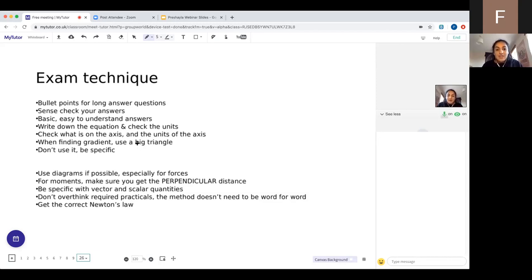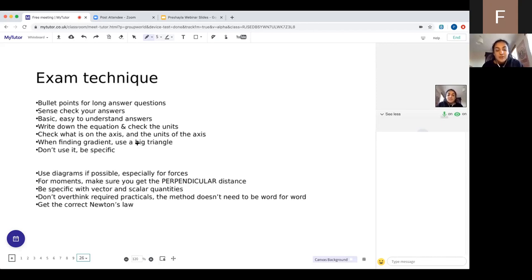Use diagrams if possible, especially for forces. For moments, make sure you get the perpendicular distance. They will try to catch you out by using maybe 3 different distances. You need to pick out which one the perpendicular one is, so the perpendicular to the force. Perpendicular just means at right angles to.